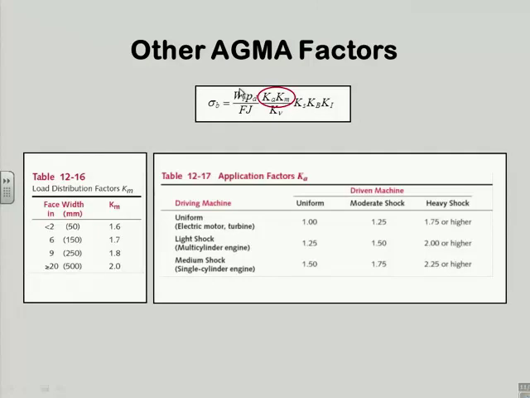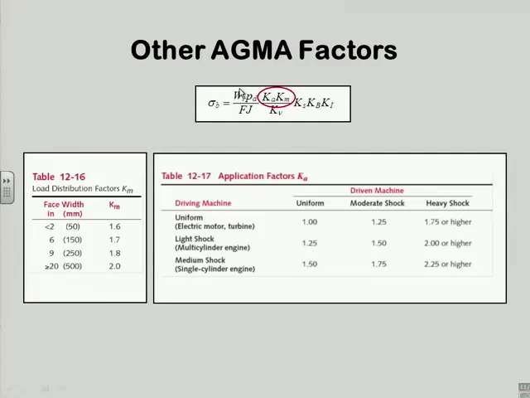Application factor Ka takes into account the fact that I sometimes have nice, smooth, quiet machinery. Other times I have noisy, high vibration or shocky machinery. This factor is 1 if I have a driving machine which is uniform, i.e. an electric motor or a turbine, and a driven machine which is also uniform, perhaps a generator. I don't know why I'd have an electric motor driving a generator. It doesn't make much sense. But if I have a turbine driving a generator, then I would have a 1 for this Ka, and it wouldn't increase the stress at all.